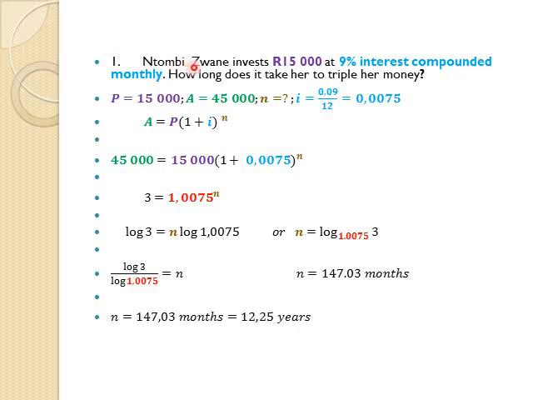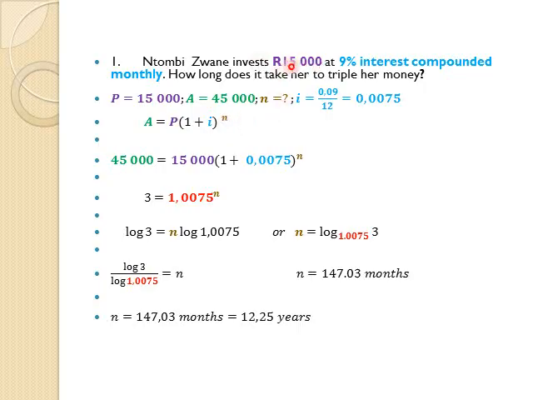Right, Ntombi Zwane invests 15,000 Rand, 9% interest compounded monthly. How long does it take her to triple her money? So she's investing 15,000 to triple it. 15 times 3 gives me 45,000, right? N is what we're looking for. My interest rate is 9%, so 9 divided by 100, 0.09 over 12, which gives me 0.0075. She's investing, so A equal P, 1 plus i to the power n.